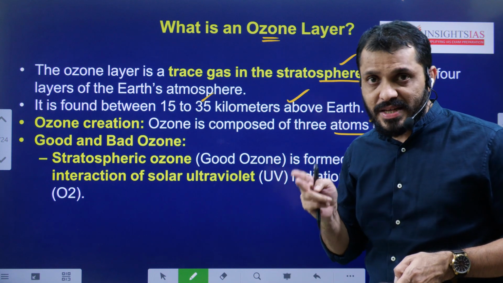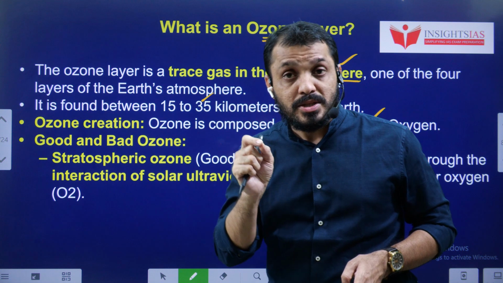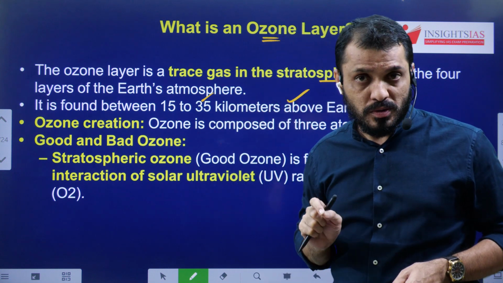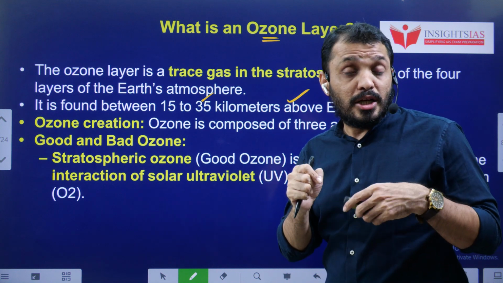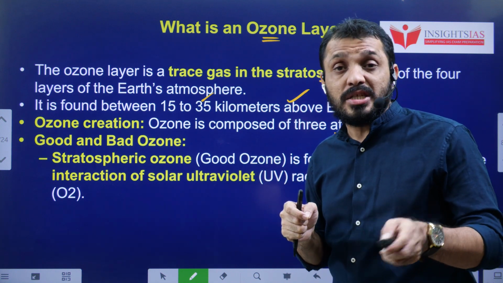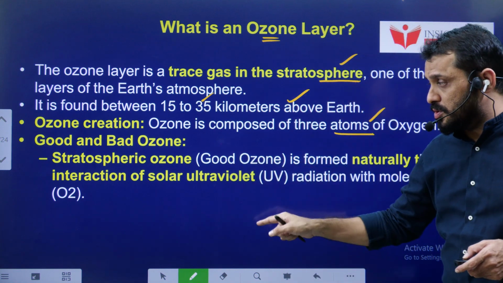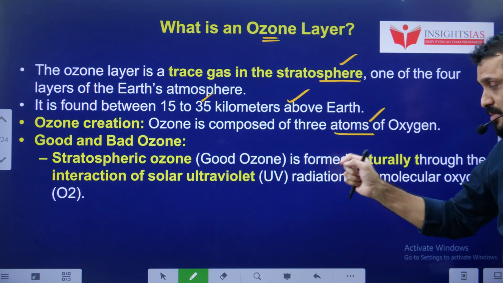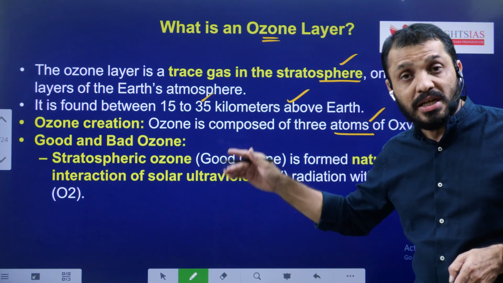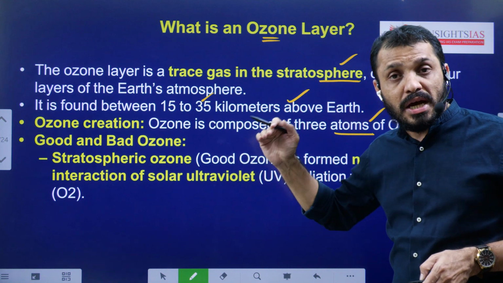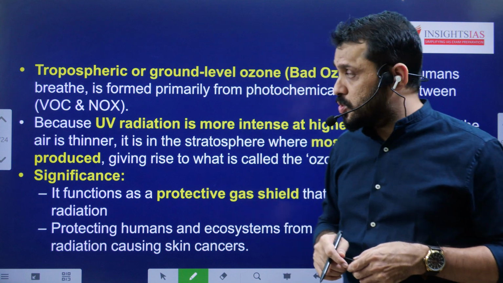There is good ozone as well as bad ozone. If the ozone is present in the stratosphere, it serves its purpose, so we consider that good ozone. And if the same ozone is present in the troposphere, it doesn't serve its exact purpose, so we can consider that bad ozone. The stratospheric ozone, as I mentioned earlier, is formed naturally and it interacts with the UV radiation. This ozone stops UV radiation from reaching Earth's surface, so we can call it good ozone.